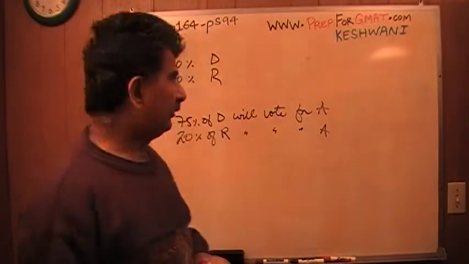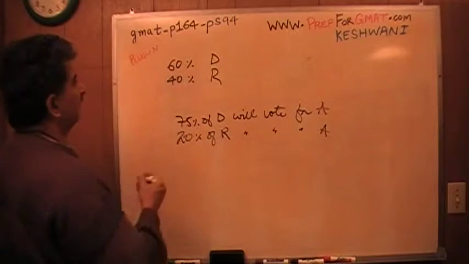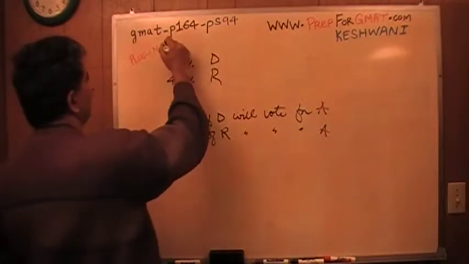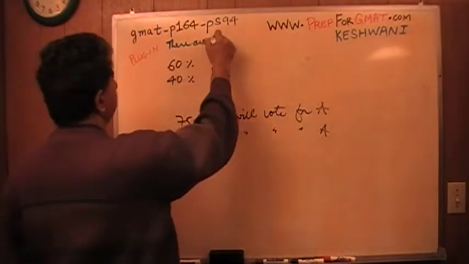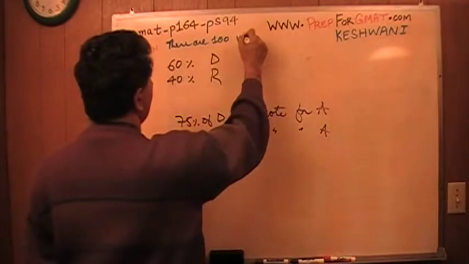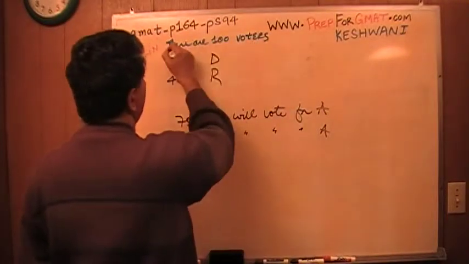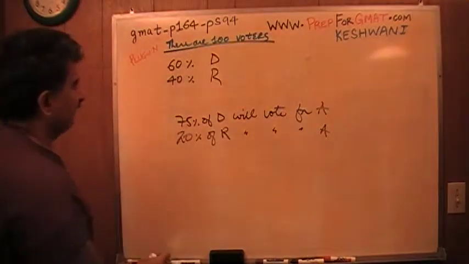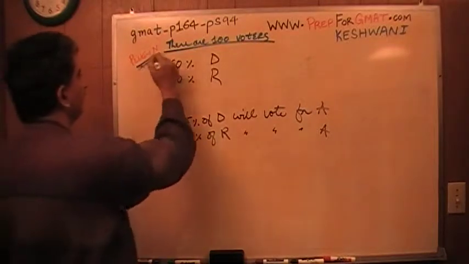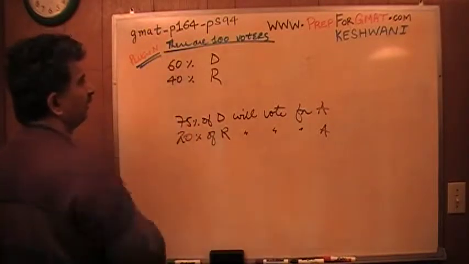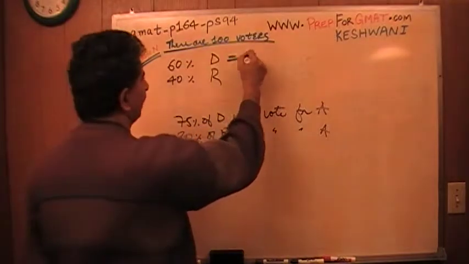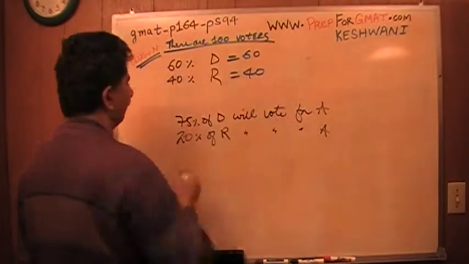What would be a nice logical number to plug in here? Obviously 100. So I'm just going to pretend, plug in, pretend that there are 100 voters. I'm just pretending. It doesn't say anywhere. I'm just plugging in. Alright? So if there are 100 voters, 60 of them are Democrat, 40 of them are Republican.